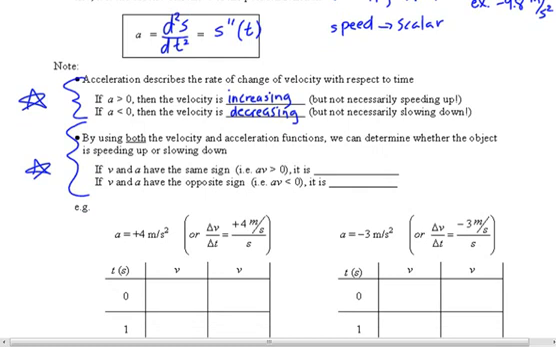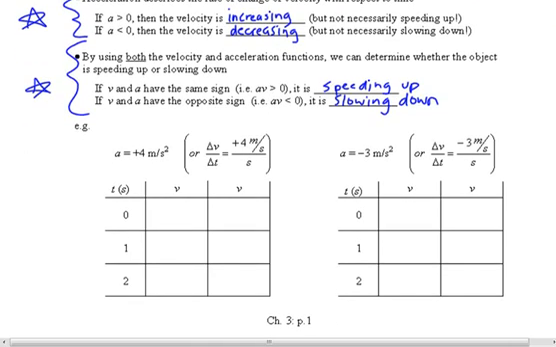You can be traveling downwards, for example, which is going to affect your velocity. A negative velocity would be downwards. So if v and a have the same sign, then we're speeding up. I'm going to give you an example here. And if they have opposite signs, then we're going to be slowing down. So let's look at an example.